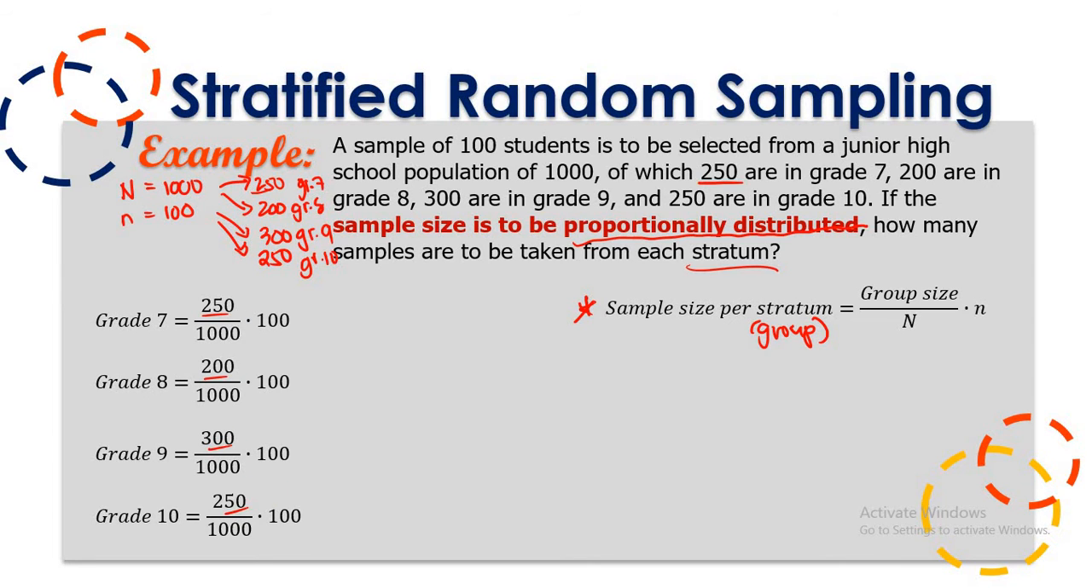Then after that, calculate. For grade 7, therefore, we are going to take 25 samples. For grade 8, 20. For grade 9, 30. And for grade 10, 25. And the total, when you add them, should be equal to 100. In case it will not be equal to 100, it's up to you how to adjust the composition of samples per group. And that is how you apply stratified random sampling.